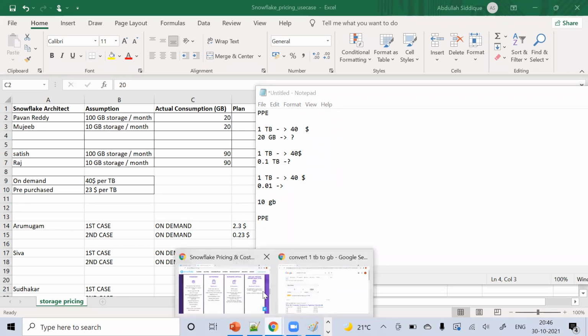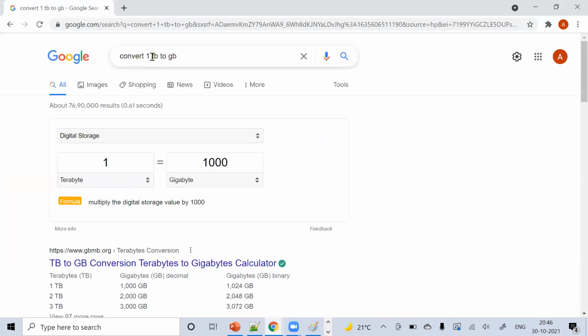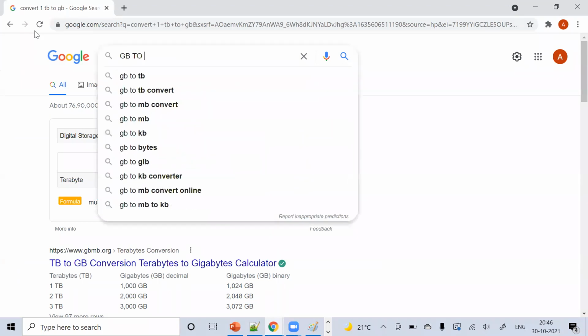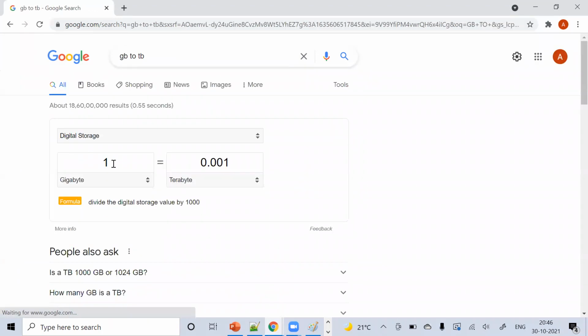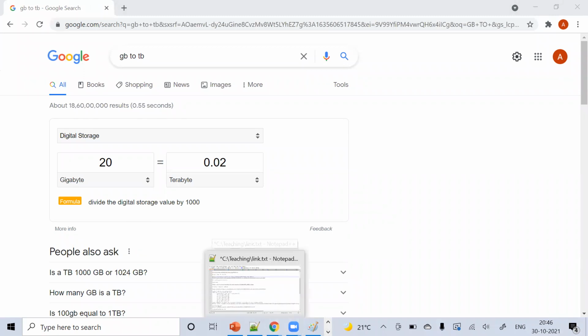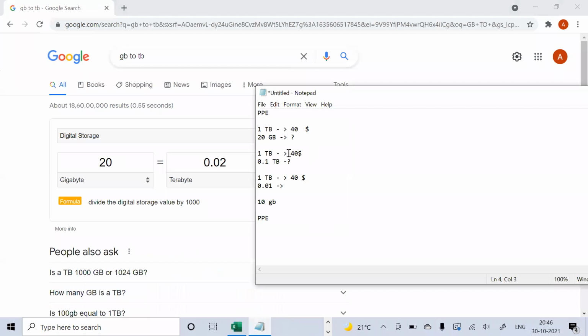So 20 divided by 1000, and then that gets multiplied by 40, right? So 0.8. Yeah. This is your 0.02 TB. So that is your 0.8, right? Yes, 0.8. $0.8. Let's go back.